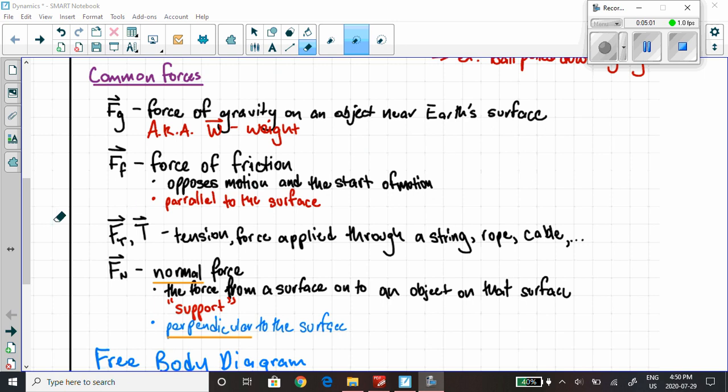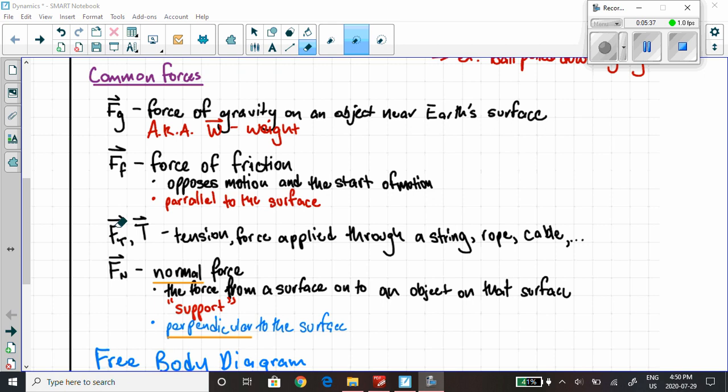The force of friction, Ff, and there are many types of friction. We're going to look at them in greater detail and break them down into the different types. But in general, the force of friction opposes motion and the start of motion. If you ever try to push something along a floor and it's scraping along, or if you ever try to start something moving, say, I can't get this thing moving, I have to push real hard and then it starts to move, you're working against friction. Now, frictional forces are always parallel to the surface.